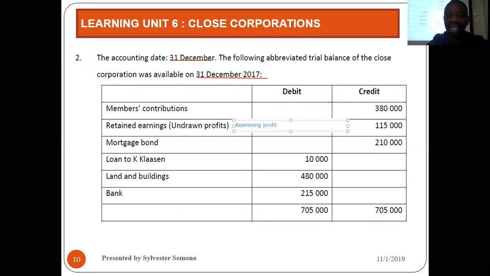Remember, under close cooperation, the remaining profit is retained. Unlike the partnership. Partnership, when we see the remaining profit, what do we do? We share. So the other term for the retained earnings is undrawn profits. Okay. So now they give us the mortgage bond, the loan to Klassen, the land and buildings, and the bank. Those are just the balances given to us. Okay.